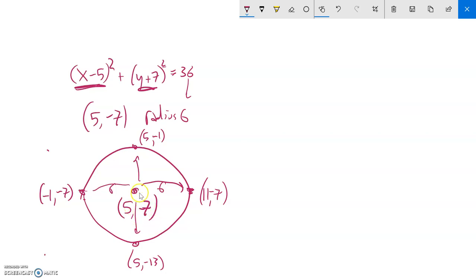So this circle, I can tell where the extreme points coming off of the center are, and it's centered at 5, negative 7, right? With a distance of 6 in every direction from that center.